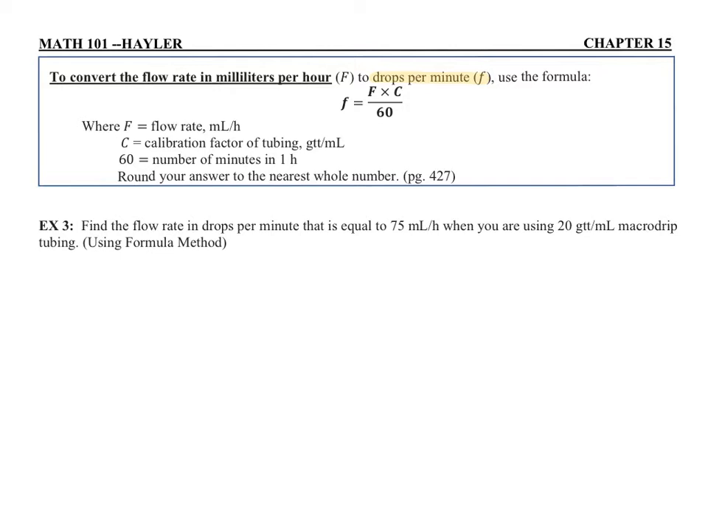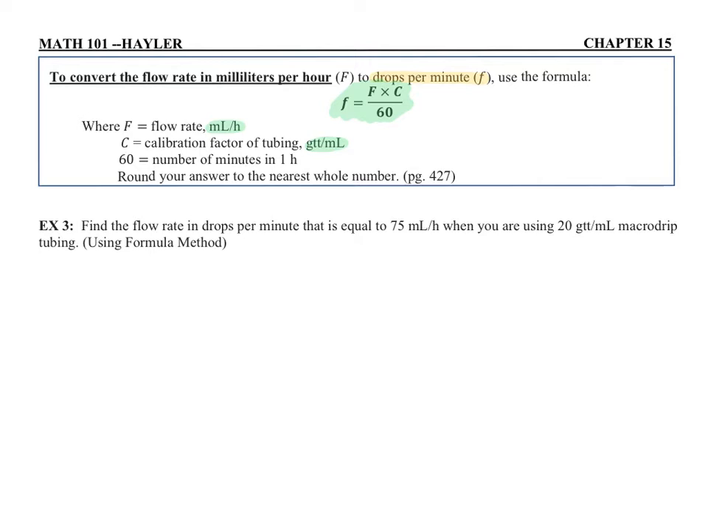So here's the formula we are given for converting from milliliters per hour to drops per minute. Lowercase f equals capital F times C, which we'll go over in a second, divided by 60. Where F is the flow rate in milliliters per hour, we know this one. C is a calibration factor of tubing, GTT per milliliter. That is a new one. And 60 is the number of minutes in 1 hour. All right, makes sense. Then we're going to round the answer to the nearest whole number like we did previously.